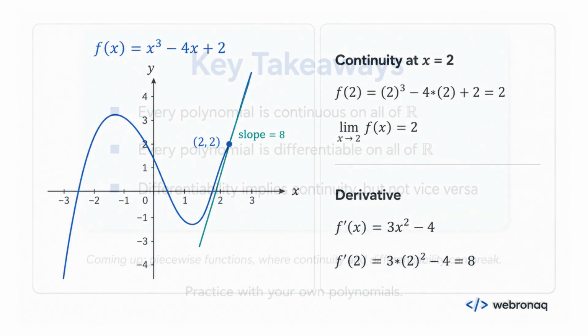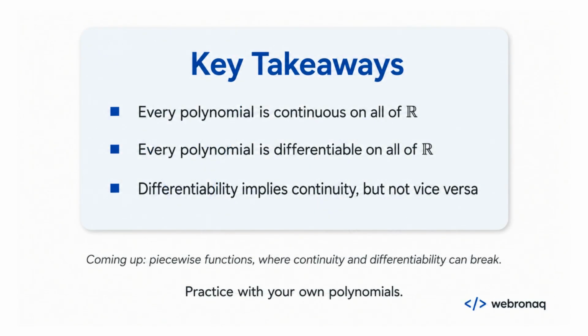Now let us pull everything together. Every polynomial is continuous at every real number, because direct substitution always satisfies the three-part definition. Every polynomial is differentiable at every real number, because the power rule, derived from the limit definition of the derivative, applies term by term across the whole function. And the bridge between the two is a one-way street. Differentiability always implies continuity, but continuity alone does not guarantee differentiability.